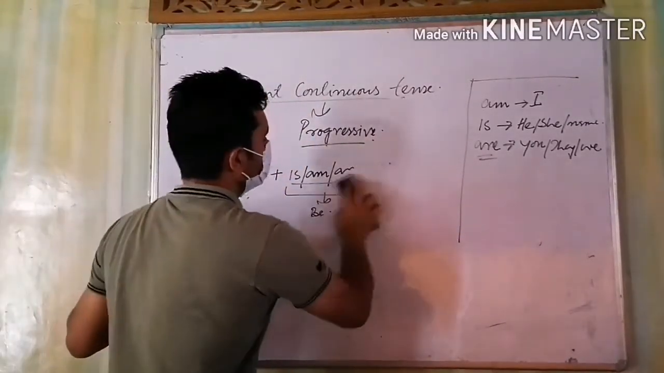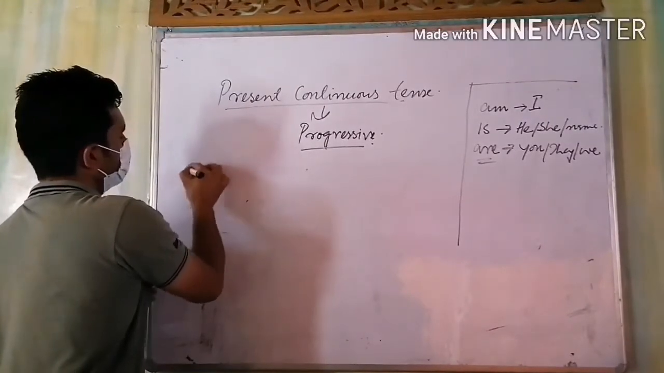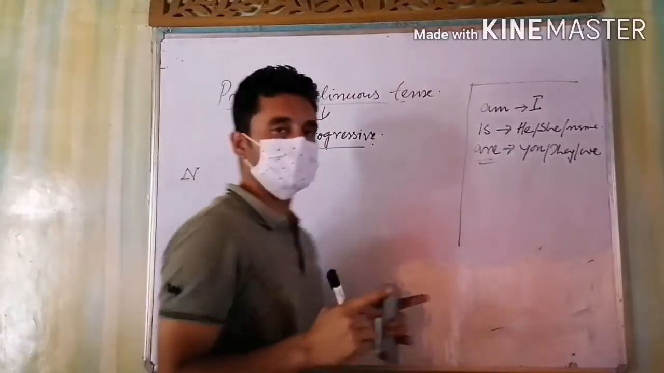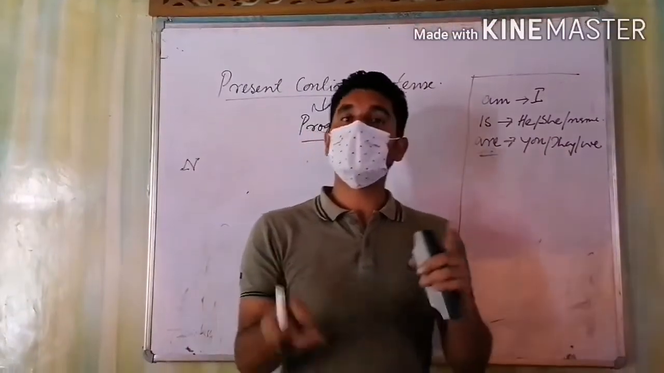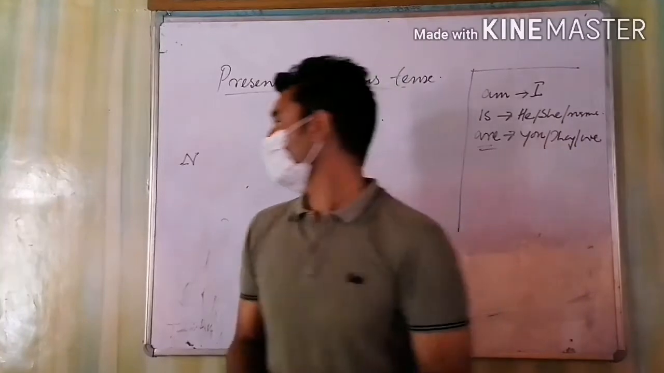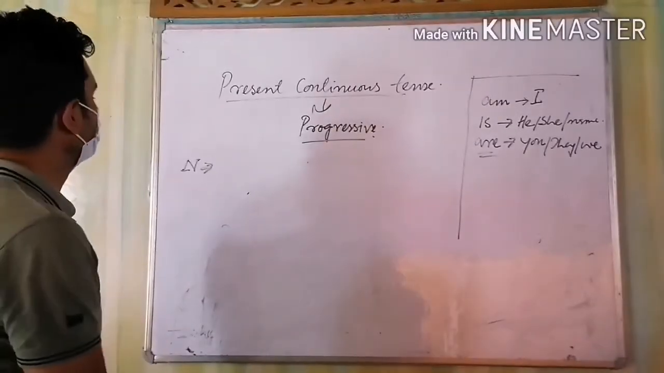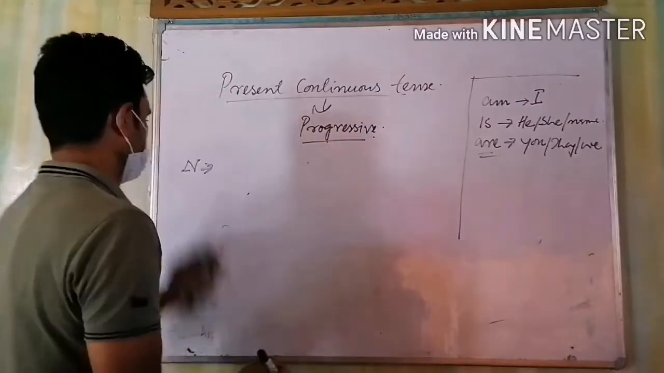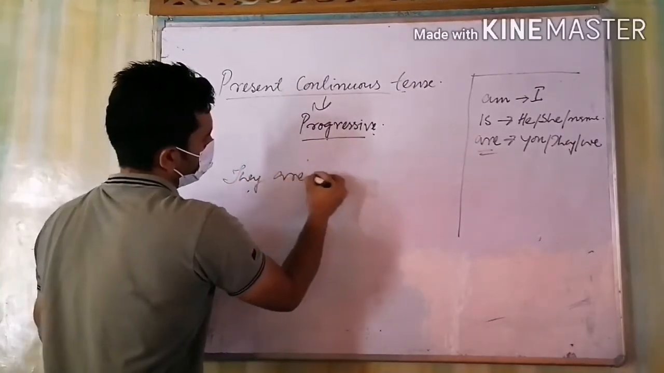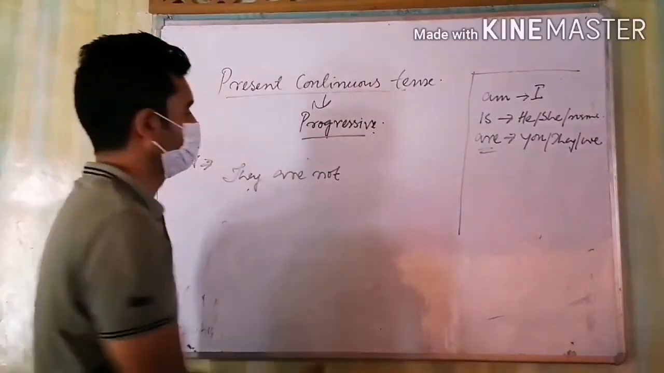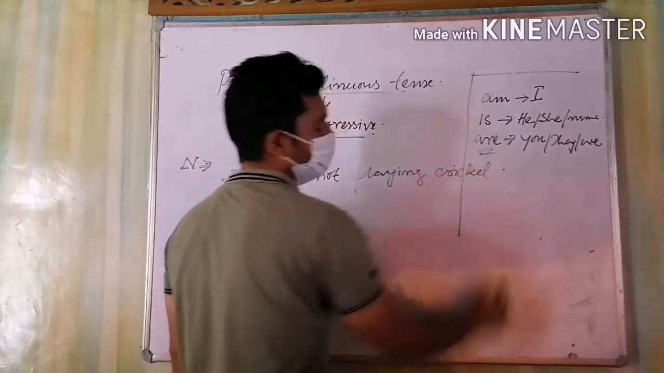Now, moving to negative forms. Let me tell you again, together, affirmative sentences and negative sentences are known as assertive sentences. As we see in case of mathematics, all positive and negative numbers are known as integers. Right? Now moving to negative sentences. You know, in negative sentences, we make use of not. Take the example. They are not playing cricket.